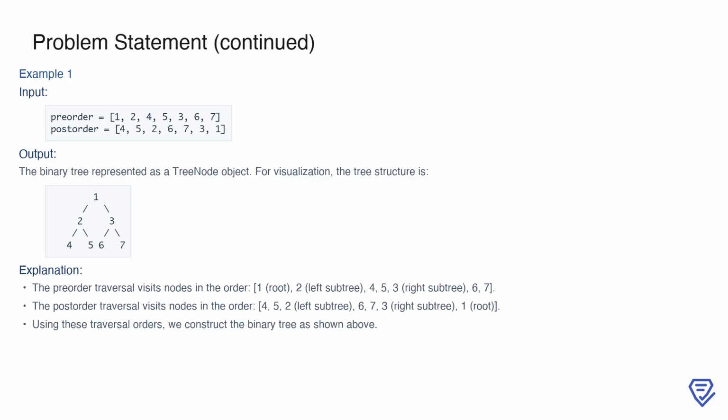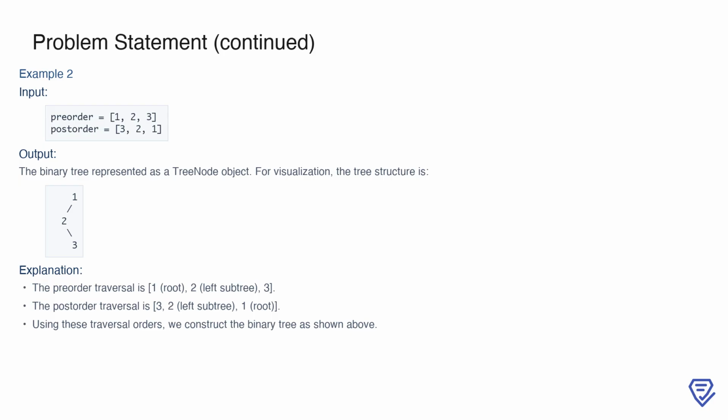The Preorder traversal reflects this structure by visiting the root first, then the left subtree, and finally the right subtree. Similarly, the Postorder traversal confirms the structure by visiting the left subtree, then the right subtree, and ending with the root. This tree is fully reconstructed step by step using the traversal data.